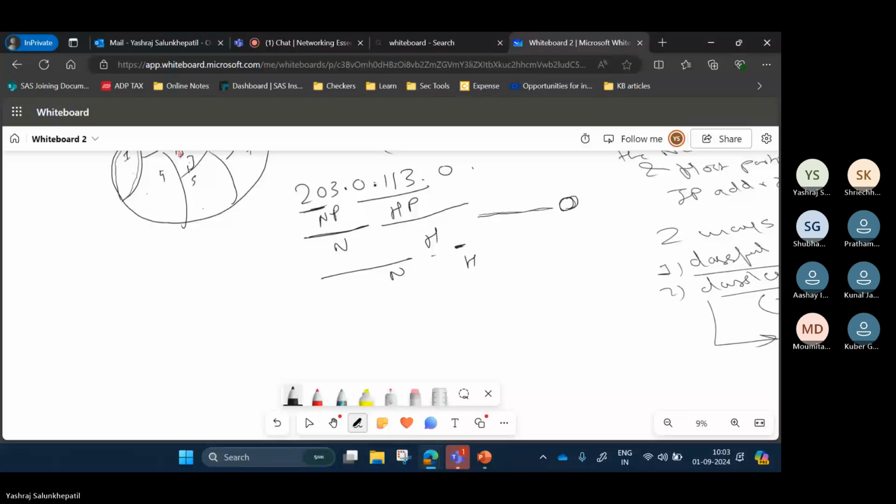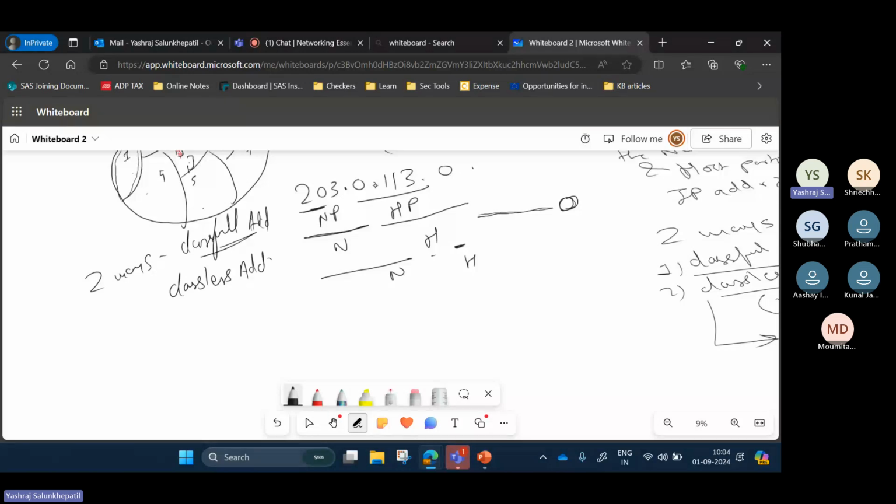So there are two ways. One is classful addressing, and one is classless addressing. Classful में classes already defined होती हैं. Classless में we use something called a subnet mask in order to find the network portion and host portion.